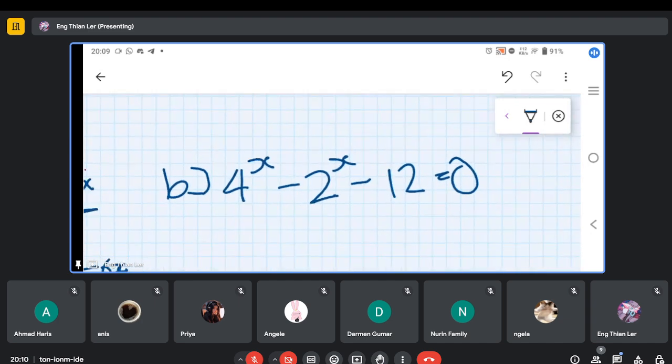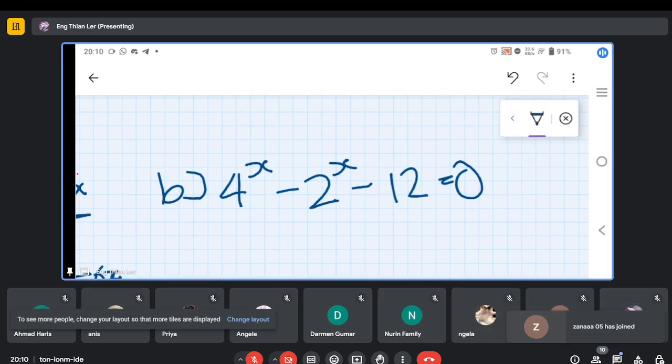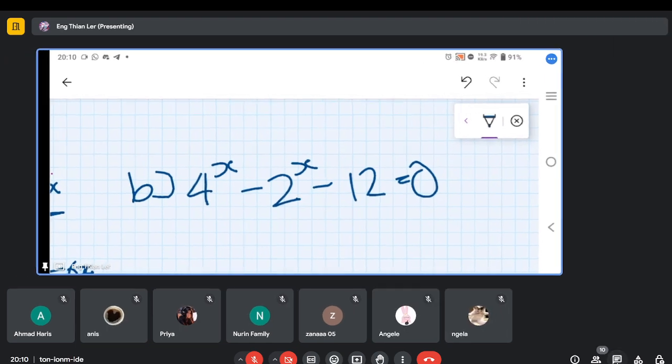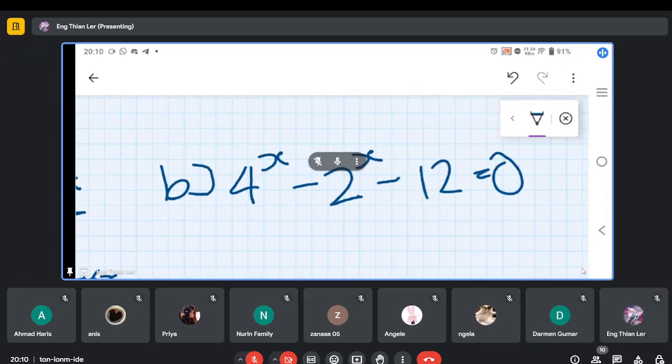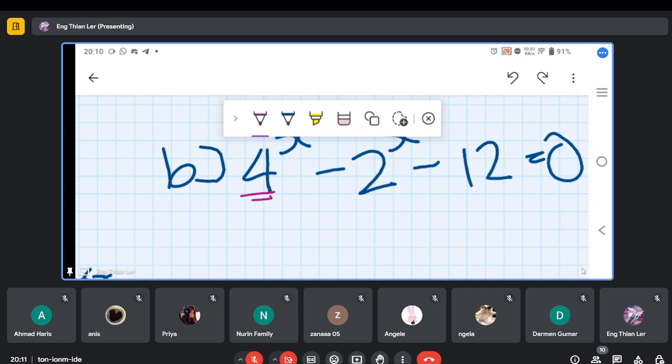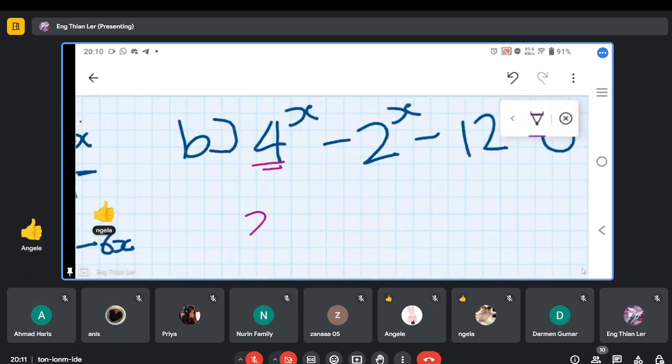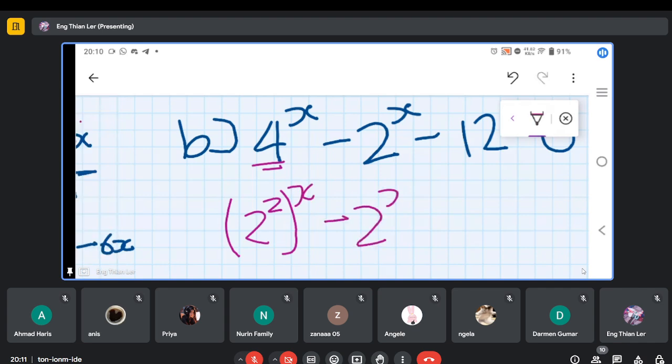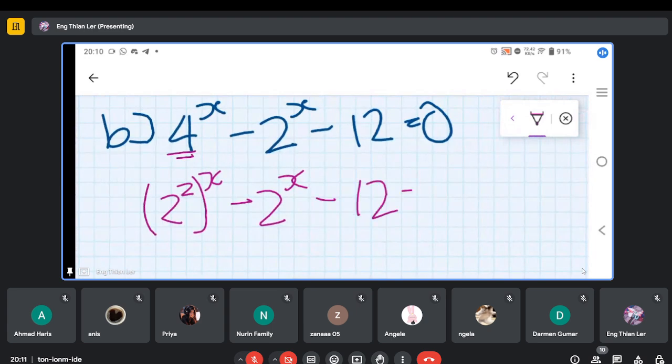We need to solve for x. Use log? No, not yet. We don't need to use log yet. We are using the power indices. Alright, it's okay, I will explain. Now look at this 4. What is 4? 4 is 2 squared, right? So we can write this as 2 squared to the power x, and then minus 2 to the power x minus 12 equal to 0.